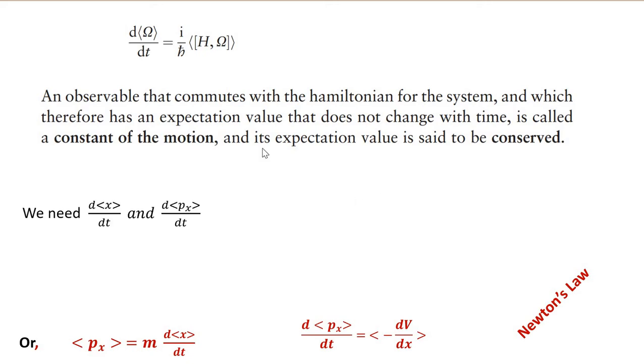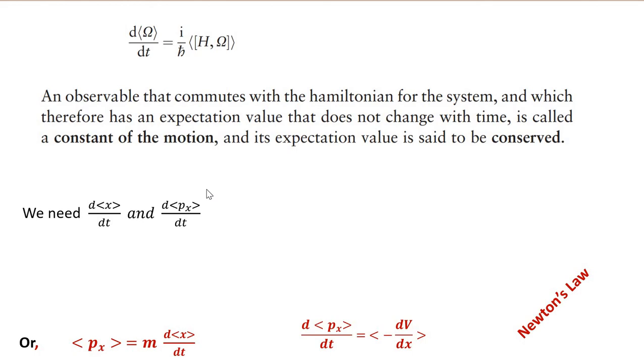Now we need the time derivative of the expectation of x, d/dt of <x>, and here d/dt of the expectation of px. So we need the time derivative of this and that. Now the time derivative is available from the left hand side of this equation. That means we want to place this and that as the left hand side of this equation twice, each time. Once it is d/dt of x average, and in the other case it is d/dt of px average.